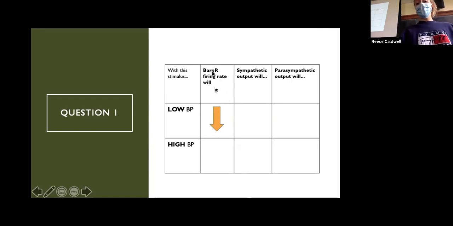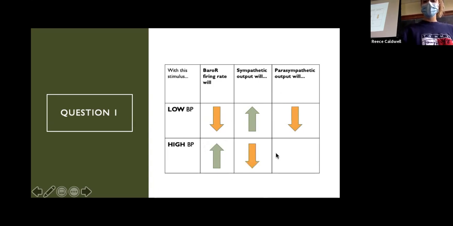A decreased firing rate from the baroreceptors is going to cause an increase in sympathetic output, and we will also see a decrease in parasympathetic output. So low blood pressure is going to trigger our fight or flight and decrease our rest and digest, all because of those baroreceptors. High blood pressure is going to increase the baroreceptor firing rate, and this will cause a decrease in sympathetic output and an increase in parasympathetic output.